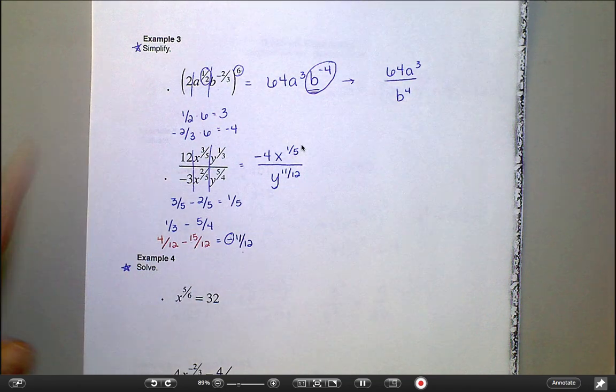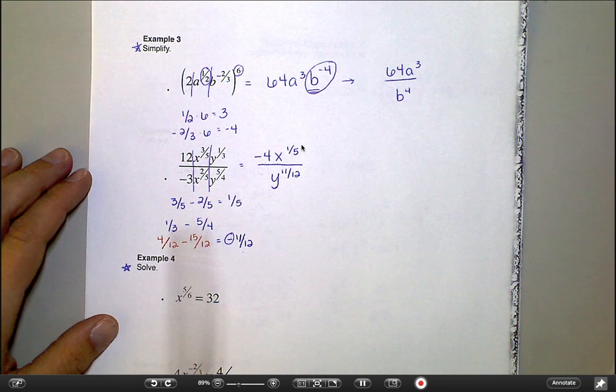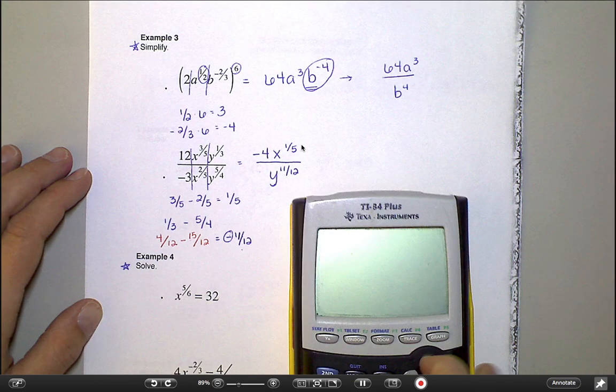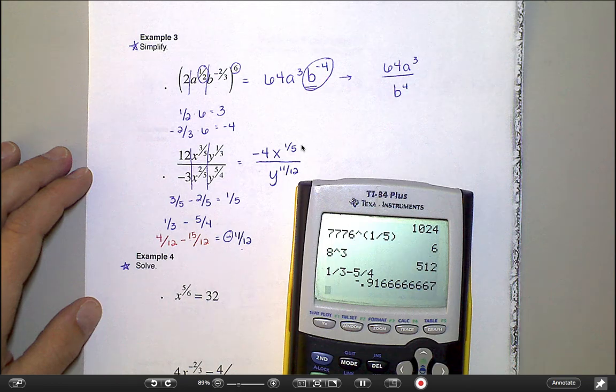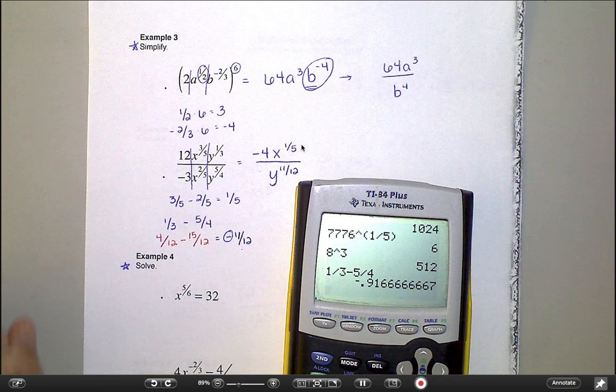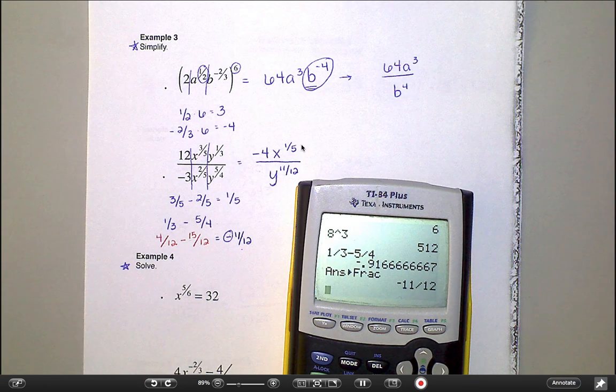All right. If you have the benefit of the calculator at the moment, you could always just type this into your calculator. Just make sure you turn it back into a fraction. So that would look like this: 1/3 minus 5/4. Just type it in with division. It's going to give you a decimal back. You don't want to put decimals in your answer. But if you hit math and then that very first one is fraction, there's your negative 11 over 12.